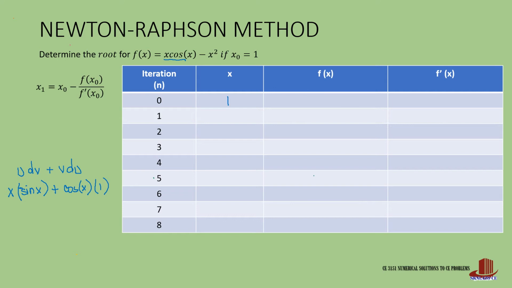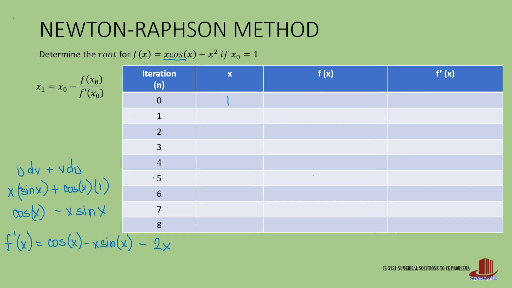If we simplify, then we can have cosine of x minus x sine of x. Now to complete our function, f prime of x is then taken as cosine of x minus x sine of x minus 2x. Now we are ready to plug our values for the functions.